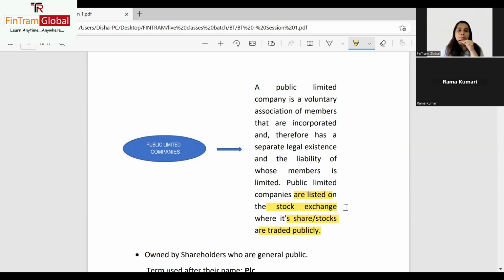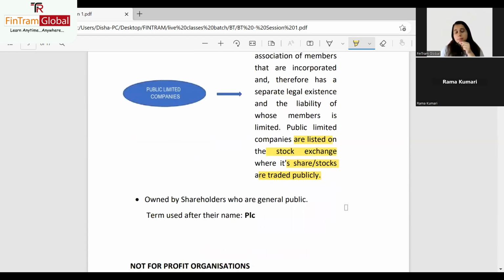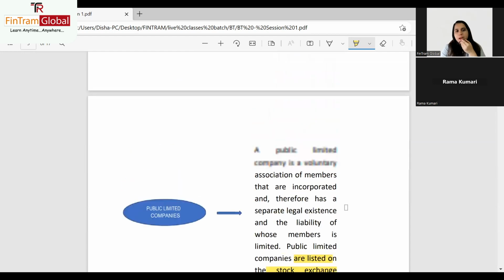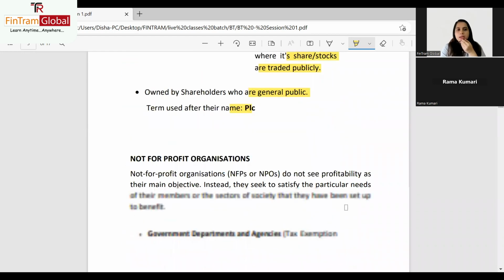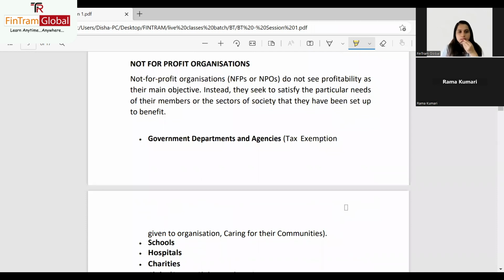So this will be a public limited company, and it is of course again owned by shareholders, but they are the general public. The term used is PLC. In the case of private limited, as we saw, it was LTD, but for public limited companies, it is PLC. Any questions or queries till now?